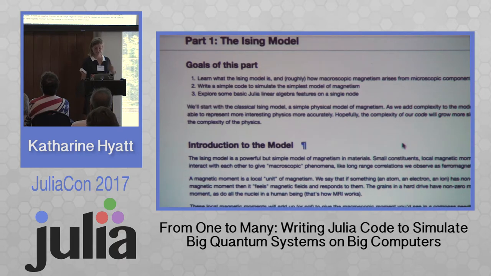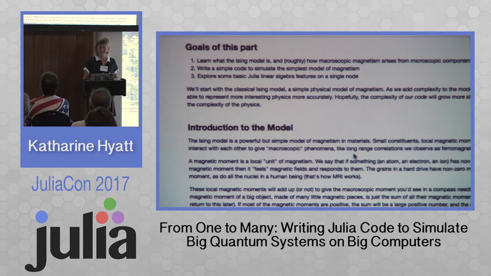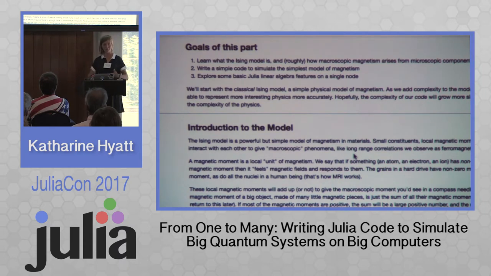So we're going to start with the so-called classical Ising model, which is nearly 100 years old at this point. It's a very simple model of magnetism. The basic idea is that you have all these little constituents in, let's say, a crystal. I'm just going to lift up this object, which is not really a crystal. But you can imagine that all the little constituent atoms in a piece of metal or whatever have some small magnetic moment. And those magnetic moments either do or don't add up to form something that you can observe yourself.